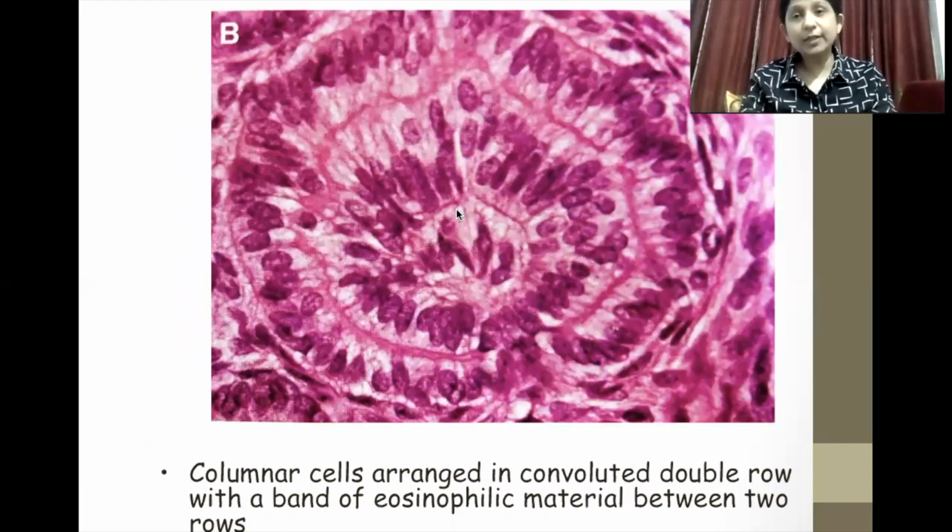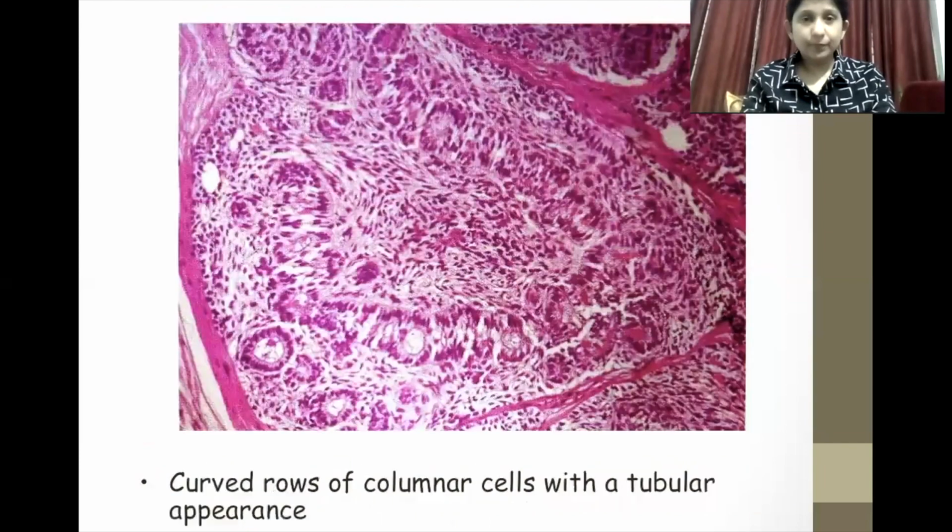This arrangement is called a convoluted pattern, where you can see that there are two rows. This is the outer row of the ameloblast-like cells, and this is the inner row of the ameloblast-like cells. And you can actually see that both of them are back to back, and one is polarized towards this end, and the other one, the nuclei are polarized towards the other end. This typical appearance is called the convoluted arrangement in an AOT.